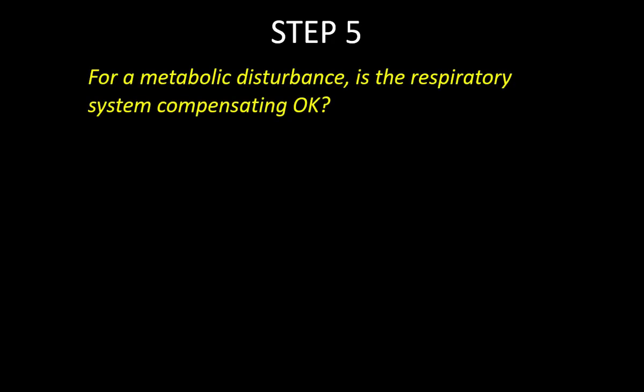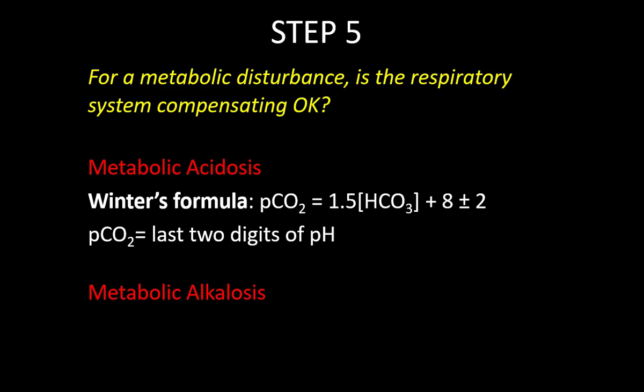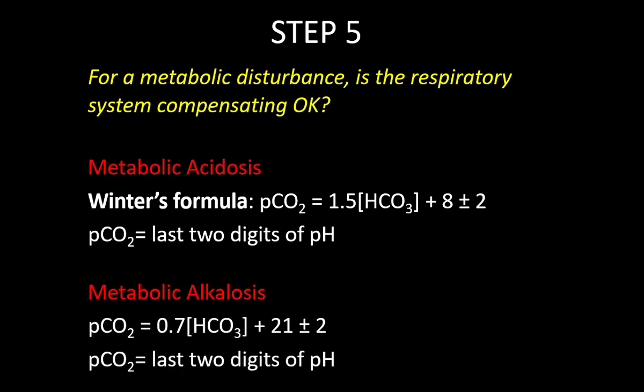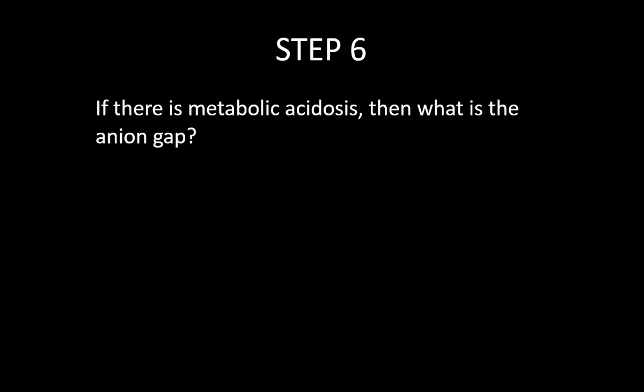Step 4, for a metabolic disturbance: is the respiratory system compensating or not? That is what we would like to know. So you can use Winter's formula. PCO2 equals 1.5 times bicarb plus 8, plus or minus 2. PCO2 should be the last 2 digits of the pH. Metabolic alkalosis: PCO2 is 0.7 times bicarb plus 21, plus or minus 2, and again the last 2 digits of the pH.